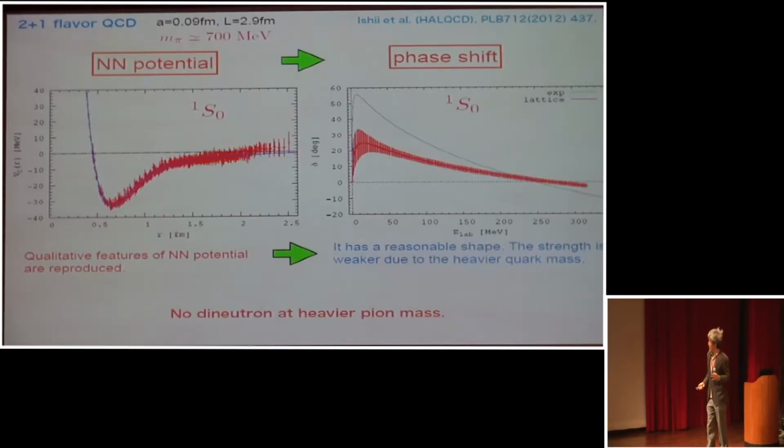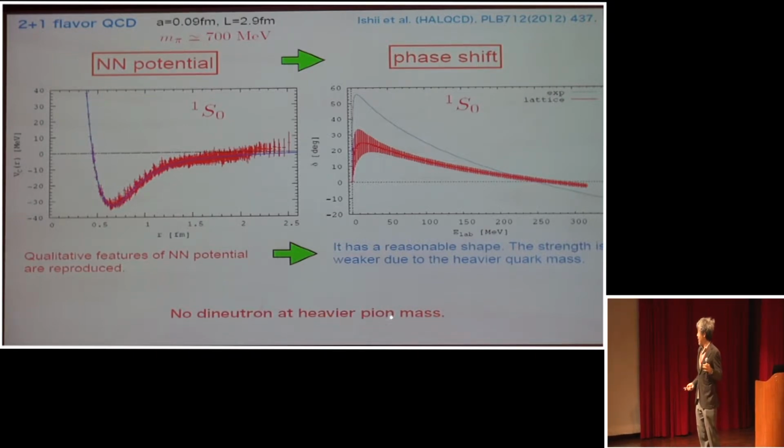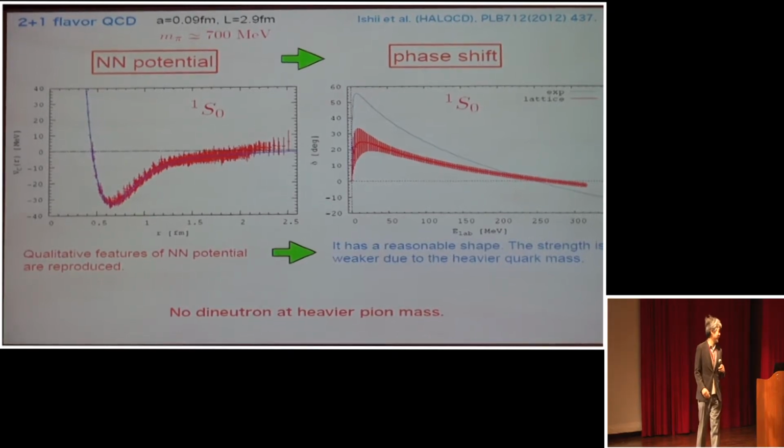And one point is that the di-neutron, or maybe also the spin triplet sector neutron, at heavy pion mass is not bound. I mean, there is no bound state at heavy pion mass. And we think a bound state will appear if we decrease the pion mass to the physical point.